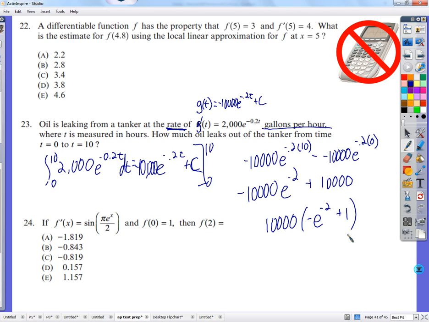Yeah, if I had all that, because I stopped right at the 10,000 e negative 2 plus 10,000, but I didn't do the antiderivative from the 2,000. So basically, it was just me saying the same thing with the 10,000 is 2,000. Except I forgot to do that. Kind of a coincidence because the derivative of e to the x is e to the x. So yeah, we need to take the antiderivative of that first.